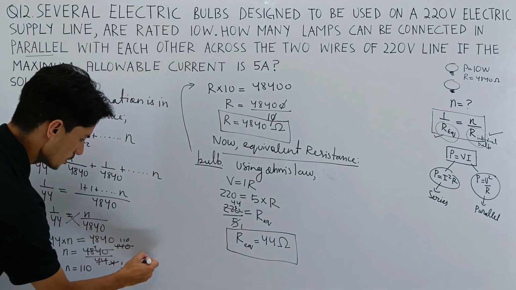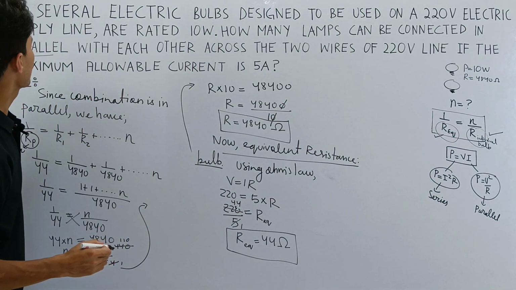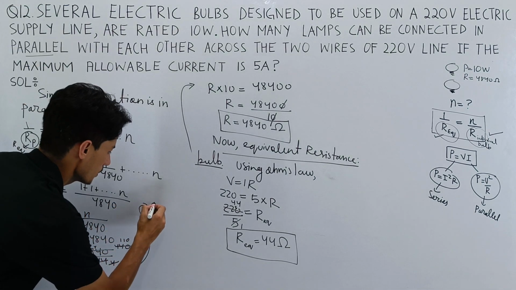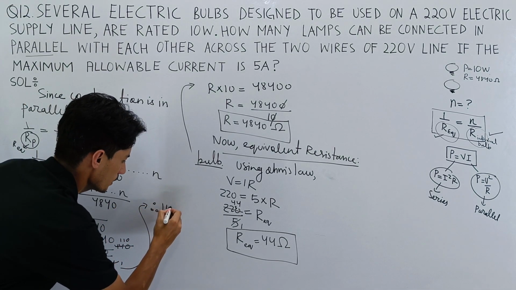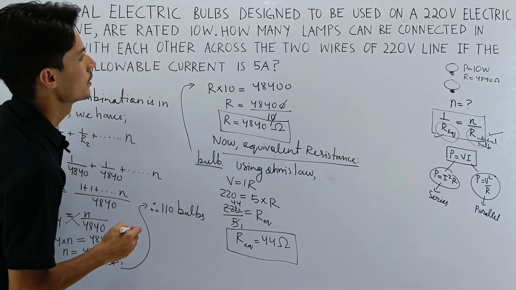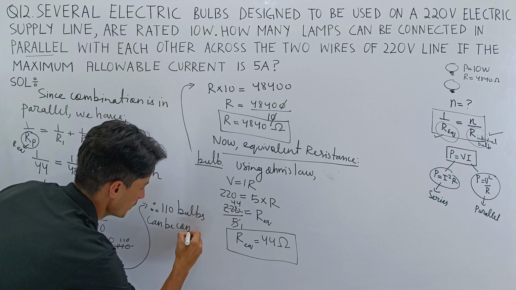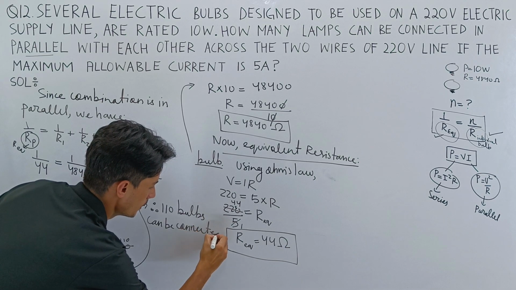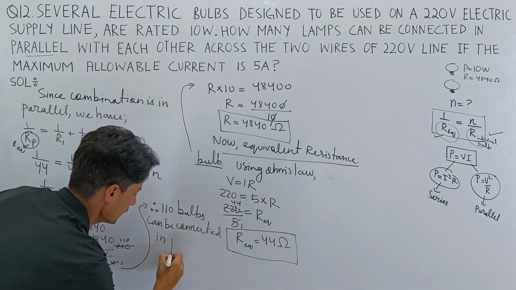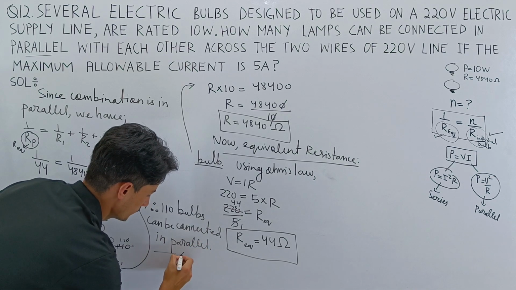So the question is asking how many bulbs can be connected in parallel. So the answer will be, therefore, 110 bulbs can be connected in parallel.